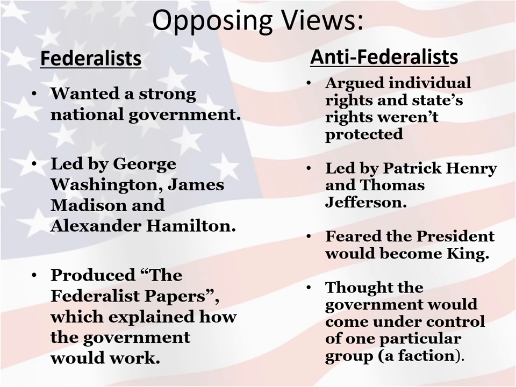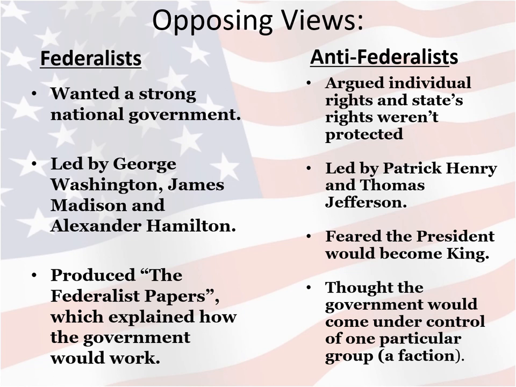So the Federalists are those who favored a very strong national government. They saw the Articles as way too weak. Shays' Rebellion was proof of that, as well as many other things. And they felt a much stronger national government was needed to protect the nation and protect individual rights. And they're going to be led by George Washington, James Madison, and Alexander Hamilton.